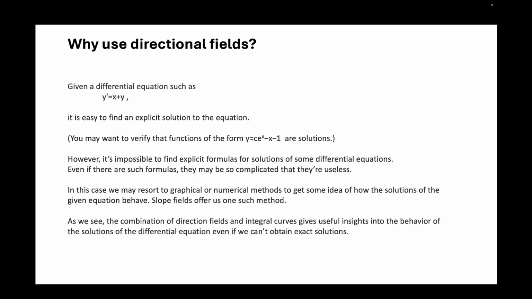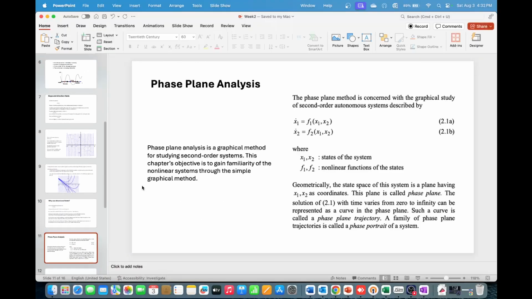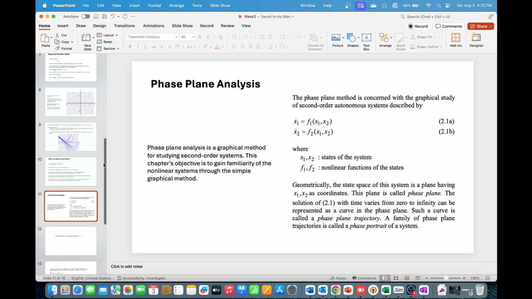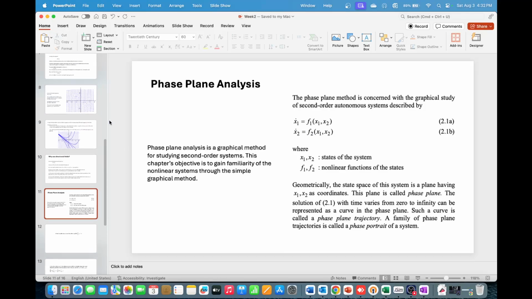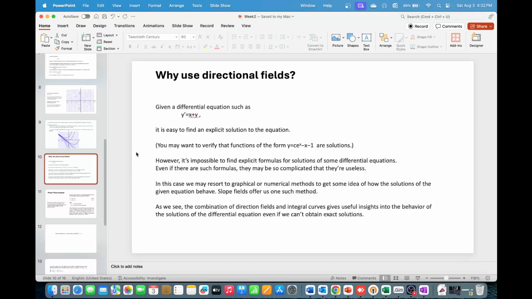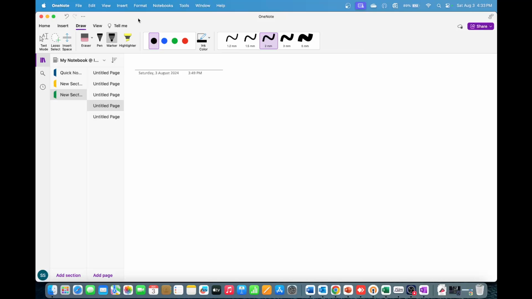So I'll come to phase plane analysis after a little bit, after I've discussed the direction fields in detail. I'll go through a few examples. So first let's start with the steady state. Okay, so let's take the model of fish in a tank.